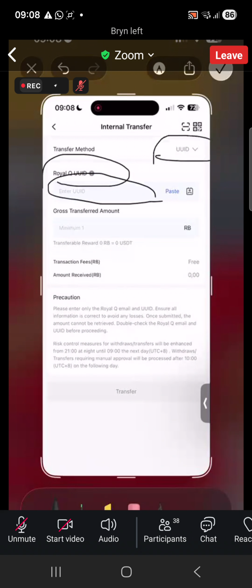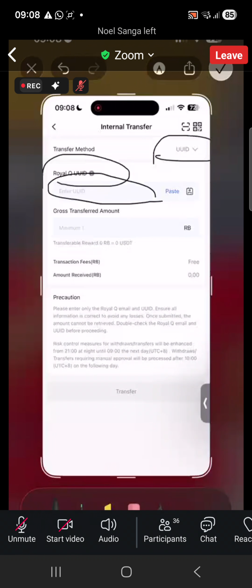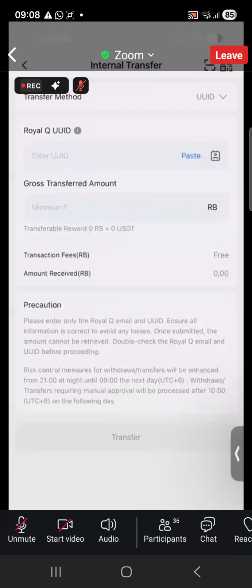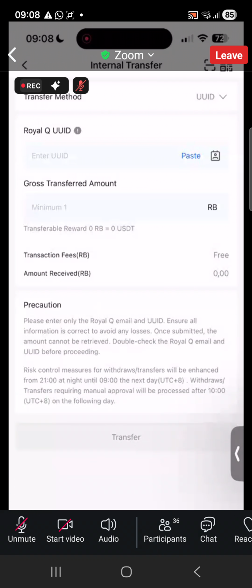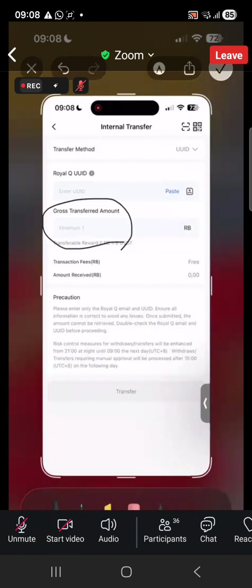Though the transfer method, there are two, email or UUID, but I always prefer UUID. Why? So that your email will not be flying all over for security reasons. Okay. So you type the amount. Now the minimum you can transfer to someone internally using RoyalQ is one. One. You heard me right. Not five, not 10, one.